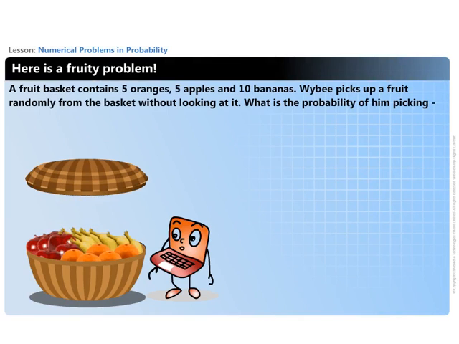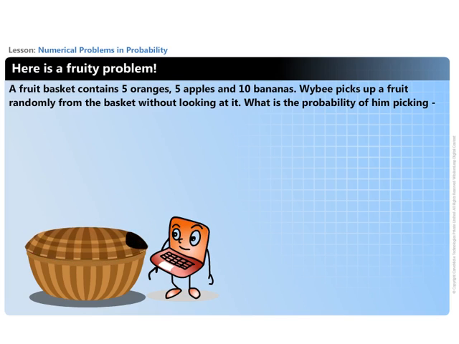Here is a fruity problem to determine the probability of picking a fruit from a basket. A fruit basket contains 5 oranges, 5 apples, and 10 bananas. YB picks up a fruit randomly from the basket without looking at it. What is the probability of him picking A. An apple, B. An orange, C. A banana?